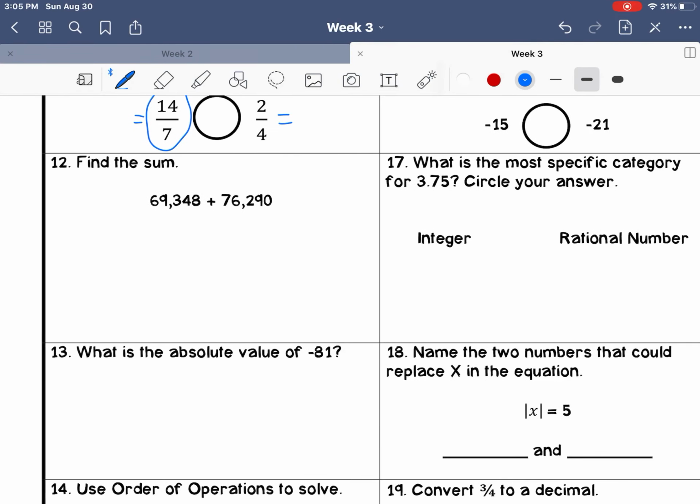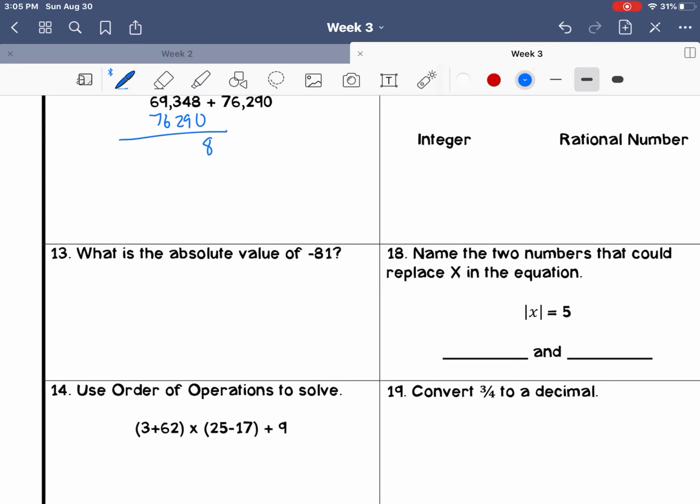Number 2, find the sum. Be sure when you're adding digits like this that you line up the places. This is 76,290 plus 69,348. Just go in order, starting here. 8 plus 0 is 8, and keep going.